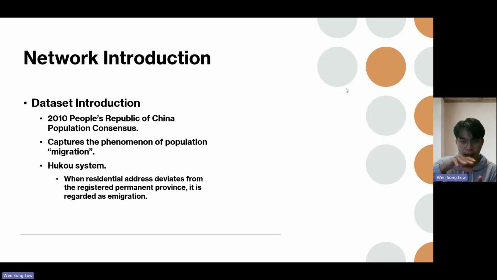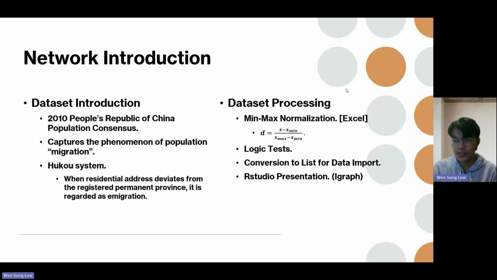It shows how many people want to move away from or move to a particular province. To process my data, I will be using min-max normalization to standardize the metric for my whole data, and then I will be using RStudio to present my network and every finding that I make after this.